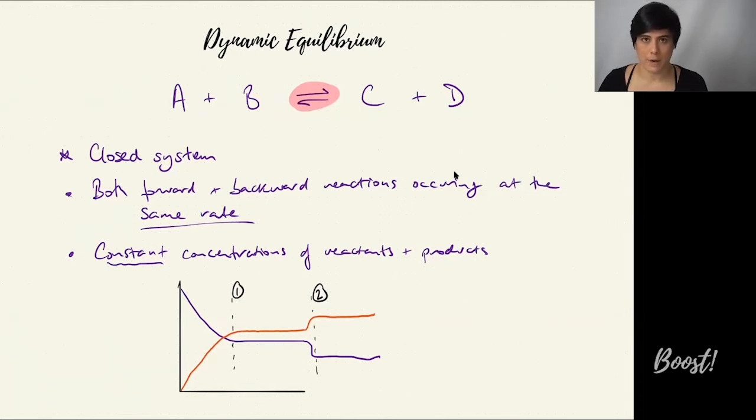So yeah, hopefully this graph can help you to clarify in your minds what the meaning of dynamic equilibrium is and how the concentrations of the products and the reactants relate to each other as the progress of the reaction goes on.